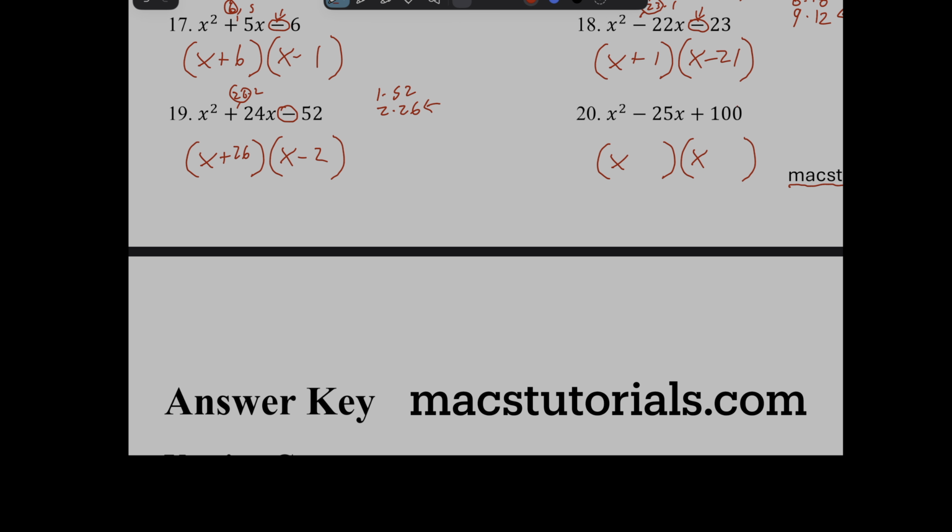And last one right here, third term is positive. Signs are the same. Take the sign of the middle, minus, minus. What multiplies into 100 and adds to the middle? Oh, my goodness, I'm not really sure. I got it. 20 and 5. 20 times 5 is 100. 20 plus 5 is 25.